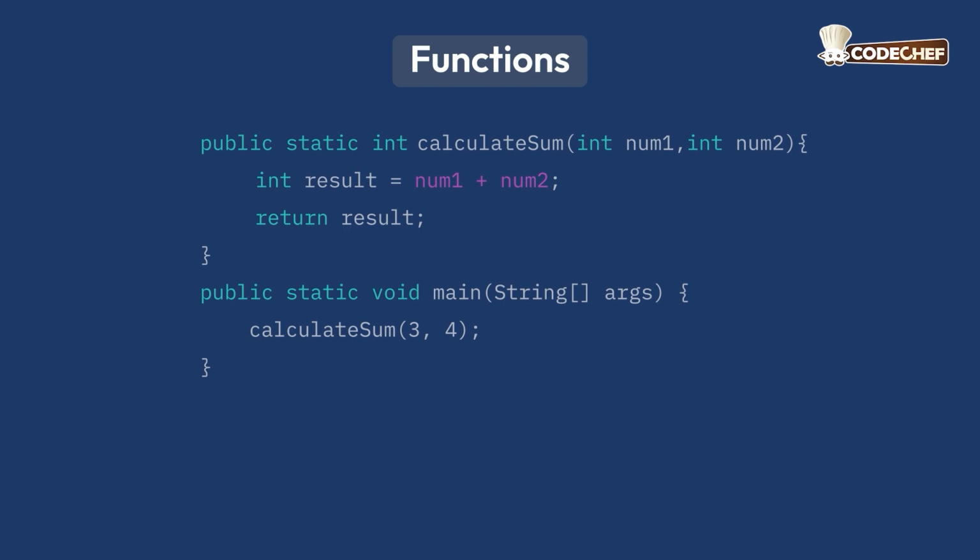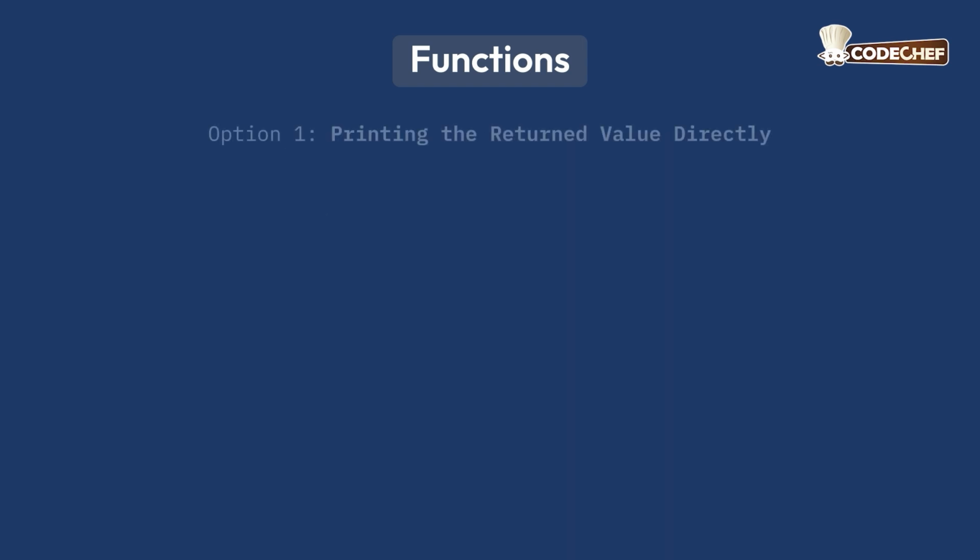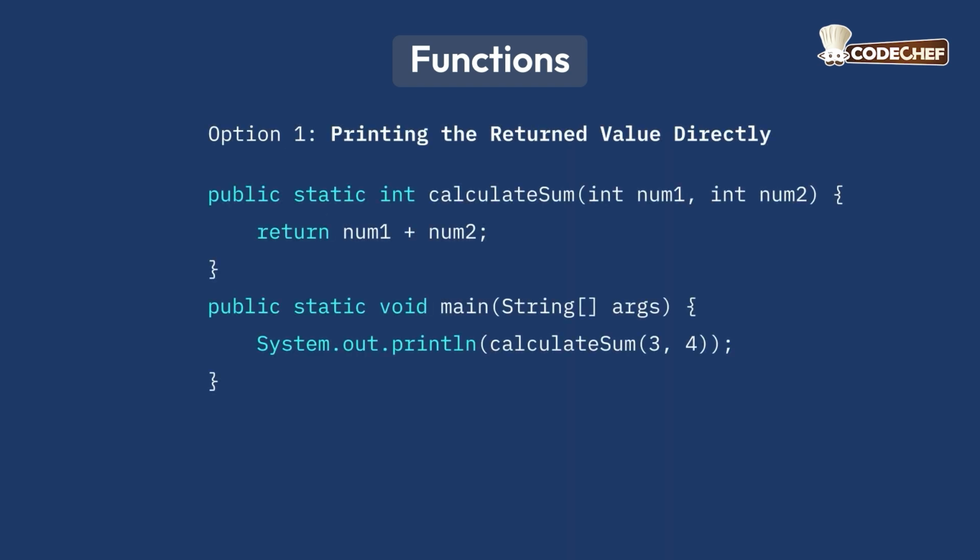Let's explore two options. The first option is to print the returned value directly by wrapping the function call inside a print statement. Here the function calculates the sum and the print statement prints the returned value. The output will be 7.